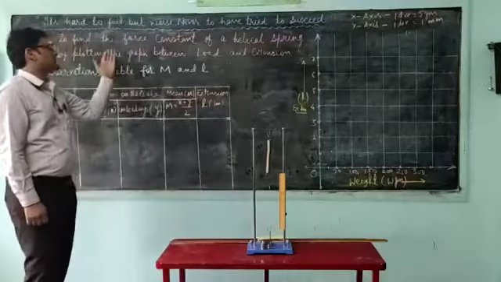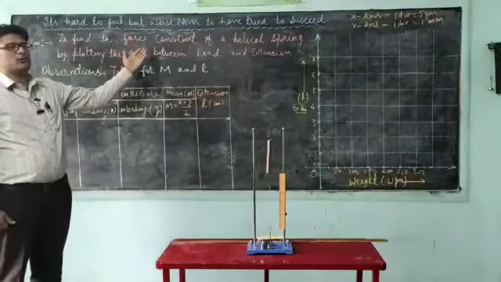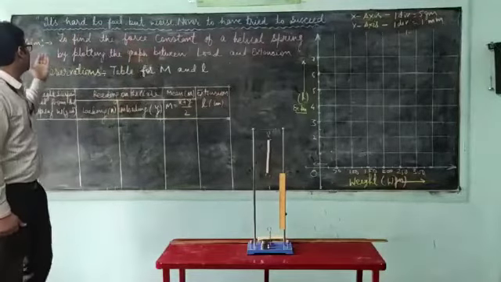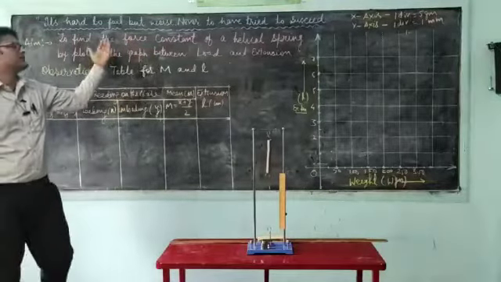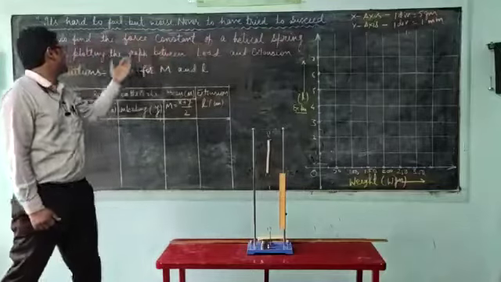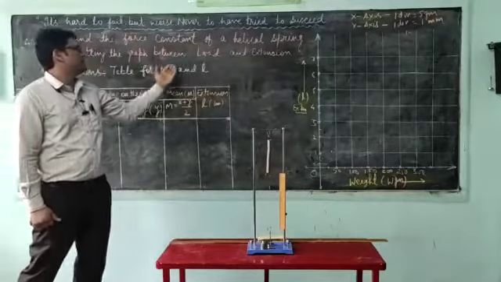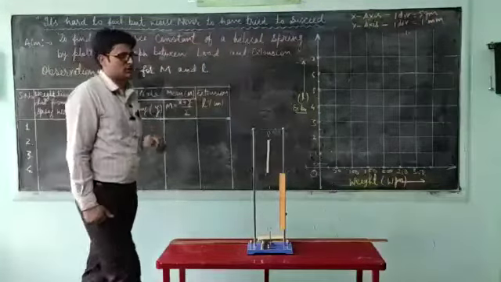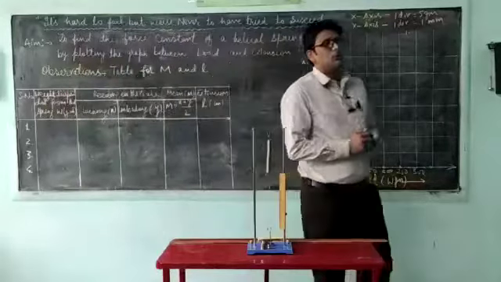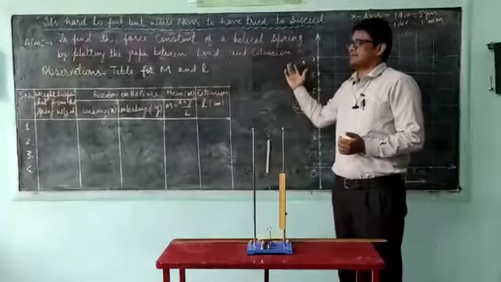Today I am going to discuss this practical from class 11. The aim of the practical is to find the force constant of the helical spring by plotting the graph between load and extension. So here we have to plot the graph between the load and extension.